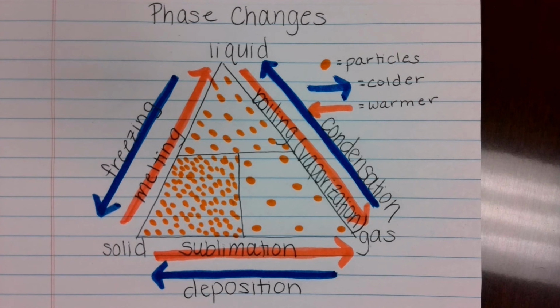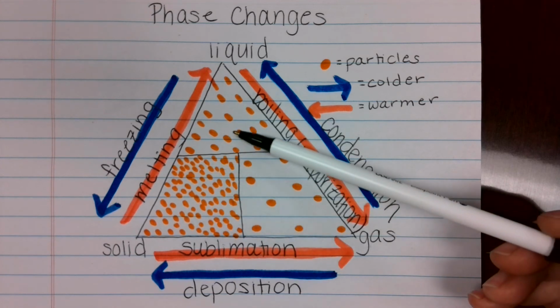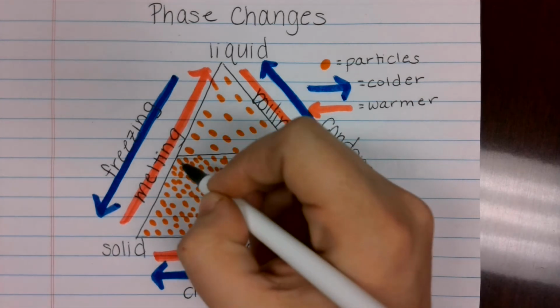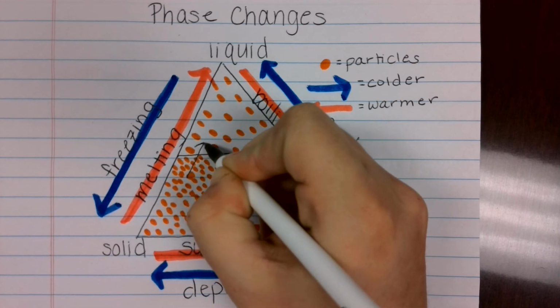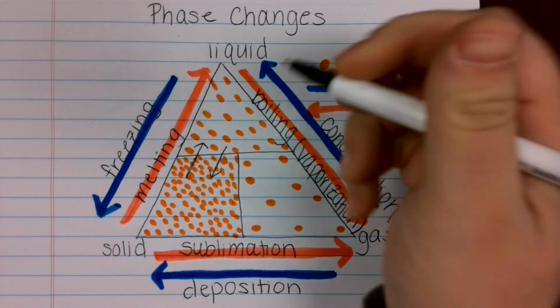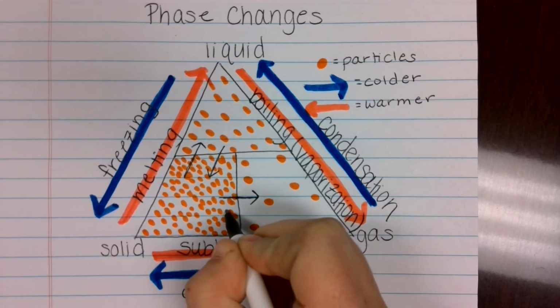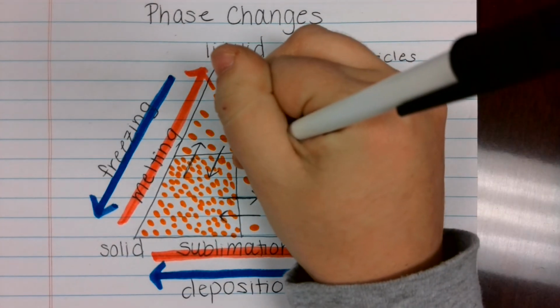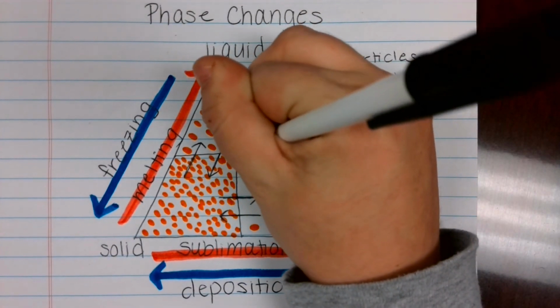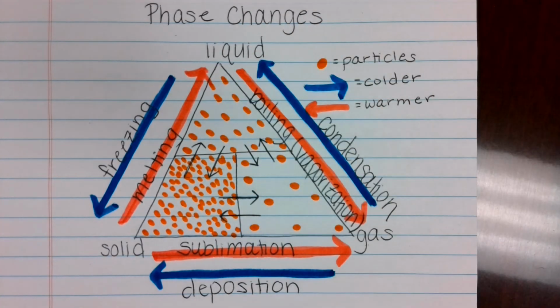So there are all your phase changes. And know that every time you move from one phase to another, your particles are either spreading out or they're condensing. So as you think about it, when you move from one state to another, are your particles getting farther apart, or are they condensing?